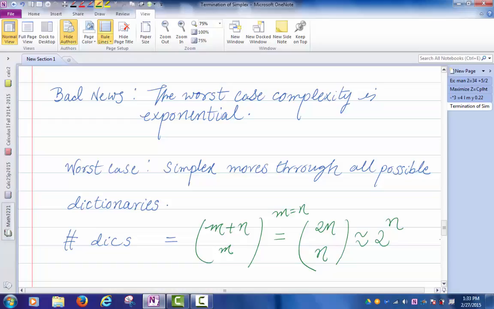Am I making sense? Remember I said complexity means the number of pivoting operations as a function of the size of the problem. Size is n, right? Size is the number of decision variables. So as a function of n, the number of pivoting operations could be 2 to the n, which is bad. Okay.